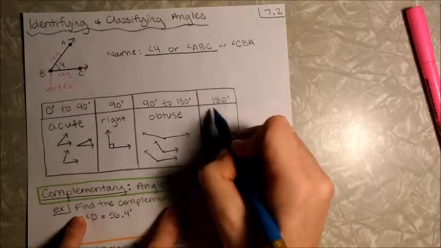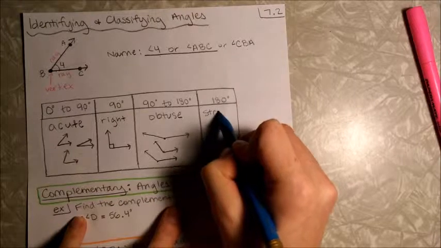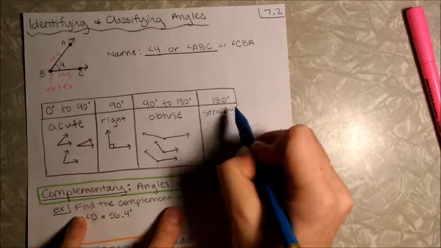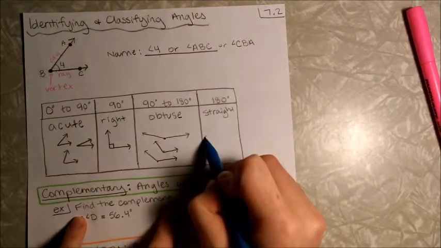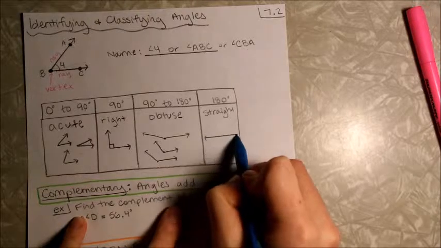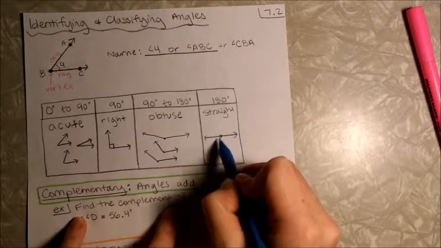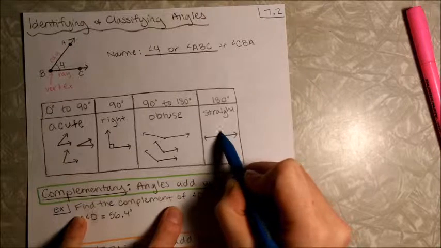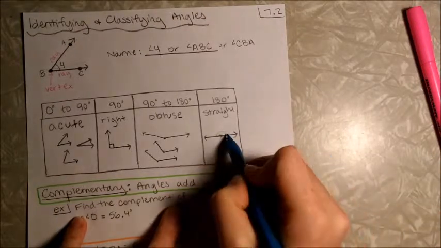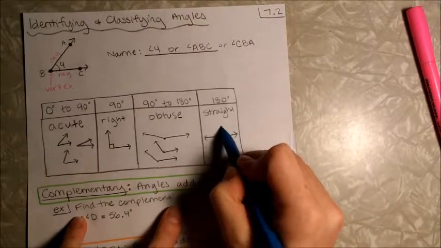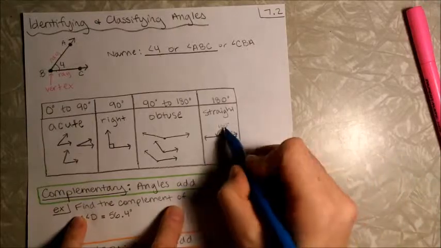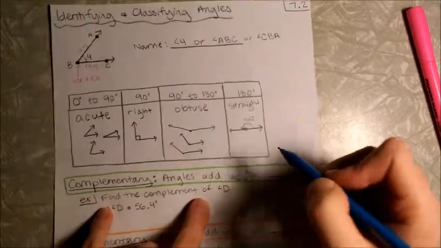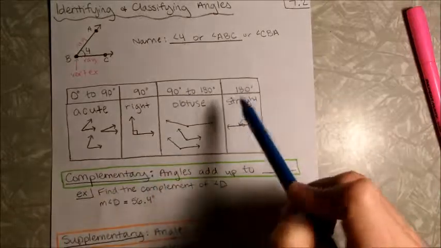180 degrees is another special angle. We call that a straight angle for a very obvious reason, because when we create a straight angle, it's just a straight line. This is a straight angle. It's 180 degrees. Okay? There's no special way to label that. We just say it's a straight angle. So these are our classifications.